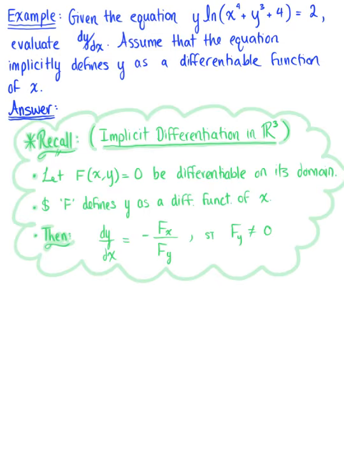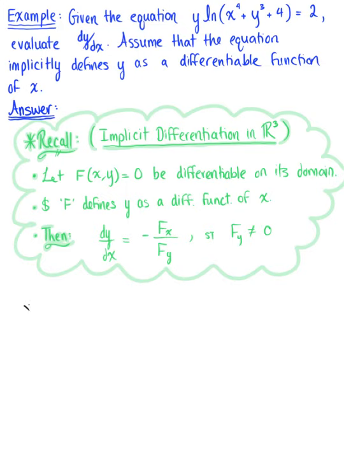So, we are going to let a function f of x, y equals 0 be differentiable on its domain. Now, if we suppose that the function f defines y as a differentiable function of x, then we're able to conclude that dy/dx is equal to minus the partial derivative of the function with respect to x by the partial derivative with respect to y. And this is, of course, such that the partial derivative with respect to y cannot be equal to 0. So this is the theorem that we're going to use now to evaluate dy/dx.